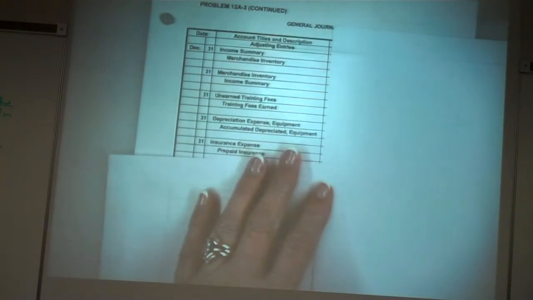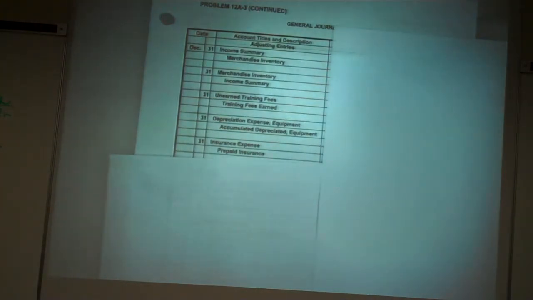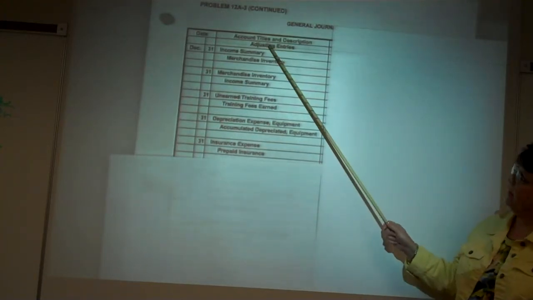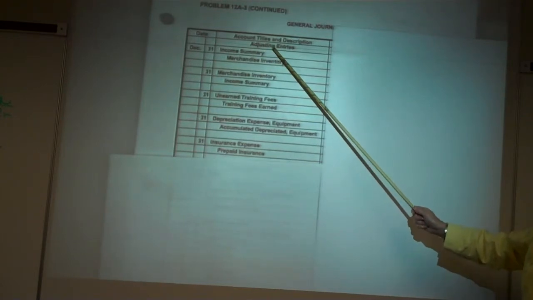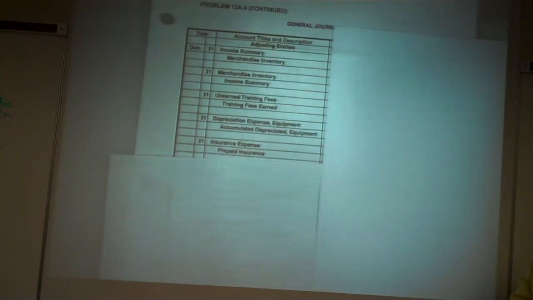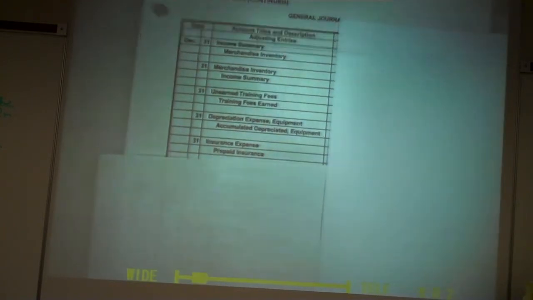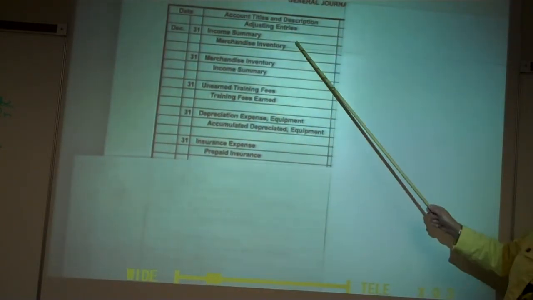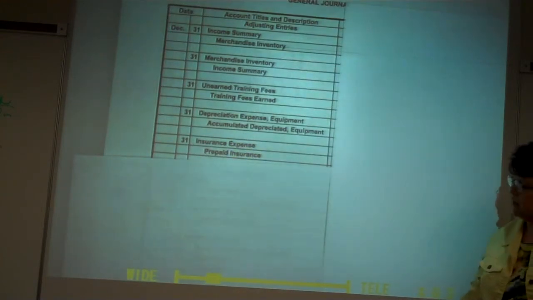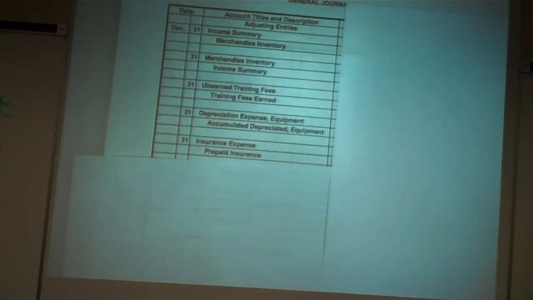So let's record the adjustments first. When we're recording the adjusting entries, we do not need to write a description, because we can write a heading. Okay, adjusting entries. We can do the same for the closing entries.